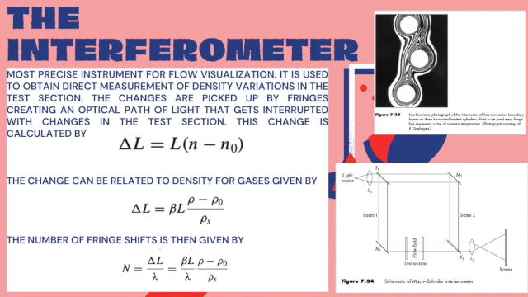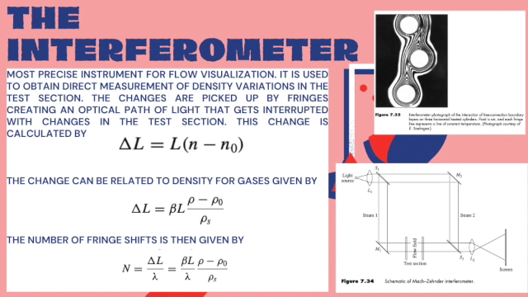The interferometer is the most precise instrument for flow visualization. It is used to obtain the direct measurement of density variations in the test section. The changes are picked up by fringes, creating an optical path of light that gets interrupted with changes in the test section. This change can be calculated by the first equation in the presentation, and then that change can be related to the density for gases given by the second equation.